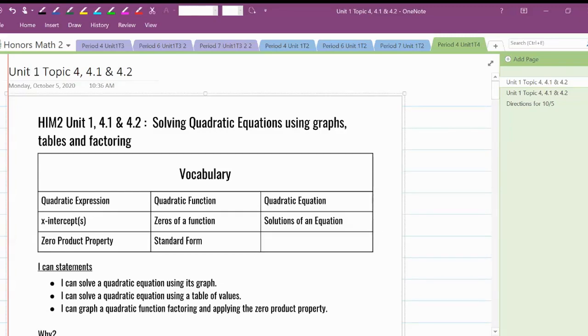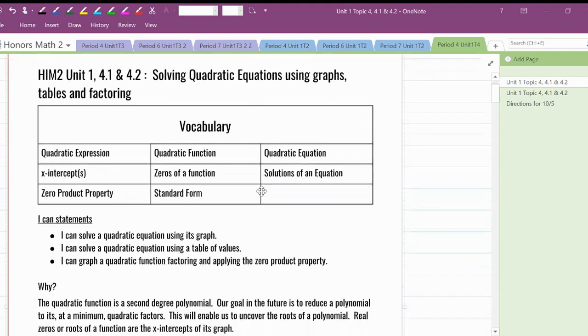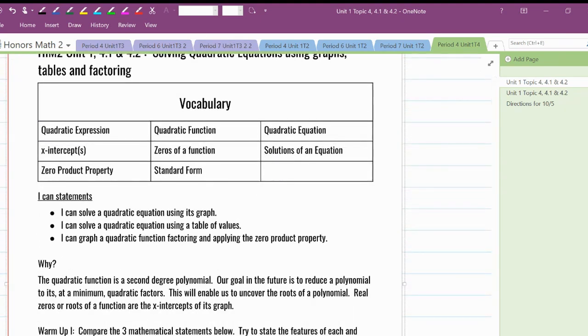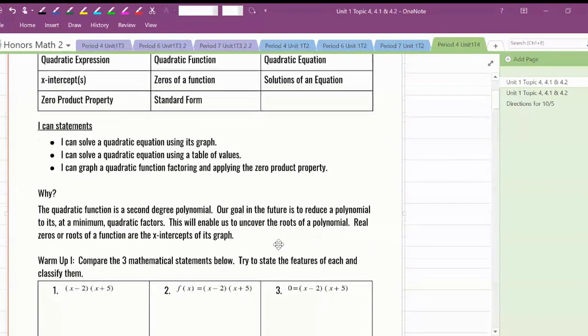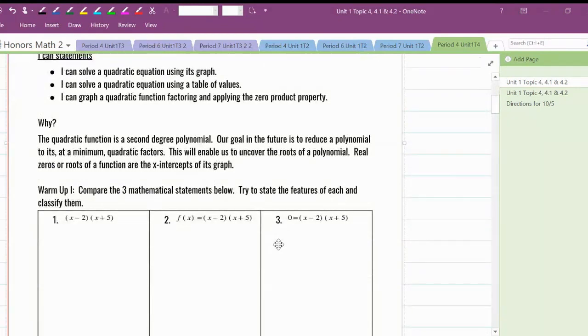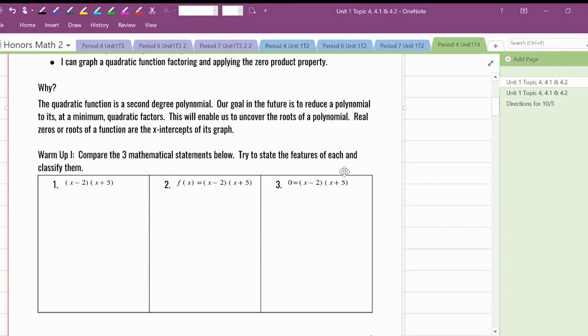All right, today we're going to be talking about solving quadratic equations. Today we're going to be using graphs, tables, and factoring. You should probably read through the vocab, the I cans, the why, and get your graphing technology and have that on hand. And if you have not already completed the warm-up, pause the video and please do that now.